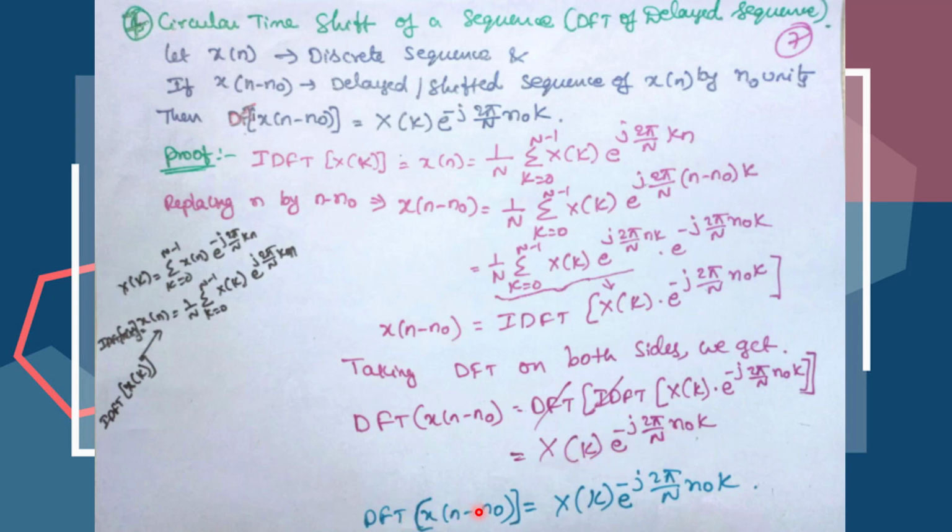So, DFT of x of n minus n naught can be written as x of k e power minus j 2 pi by n naught k.